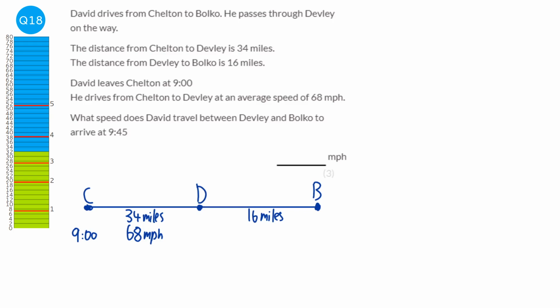So the whole duration of this, the whole thing needs to be 45 minutes or 0.75 hours. And the entire distance is 34 plus 16, so that would be 50 miles.